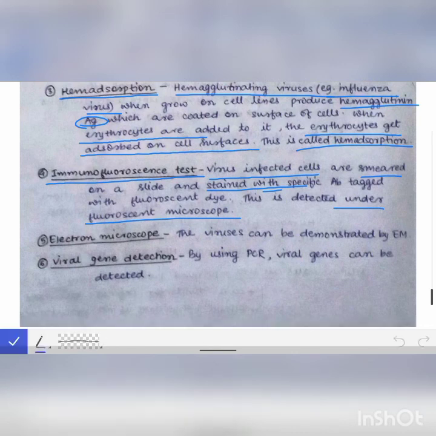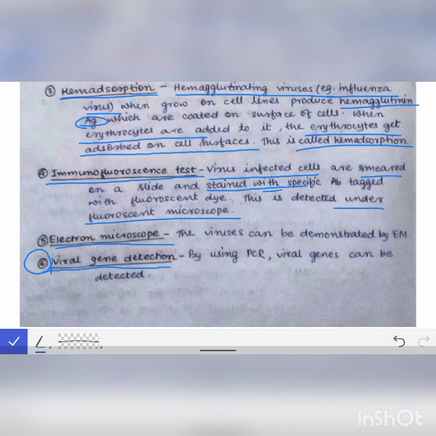Next is the electron microscope. By electron microscope, very minute changes in the cell lines can be detected, so that may be a method to detect the growth of viruses over the cell lines. And last but not the least is viral gene detection. By using PCR or other molecular methods, we can detect specific viral genes. This is the most specific method to detect viral growth, by which we can detect the type of virus, or which virus is growing over those cell lines.